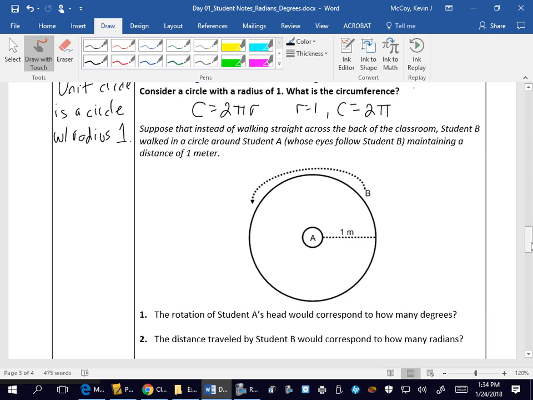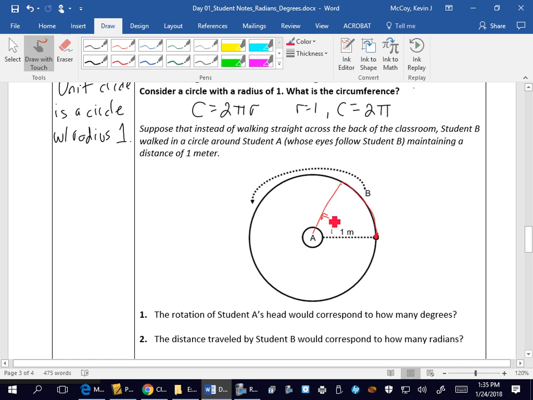So if you look at the diagram here, if student B were to start walking from there, and they started walking up here, and then they walked up here, whatever that distance is that they're covering, that's the radian. The angle that our head tilts to get from here to here is the degree.